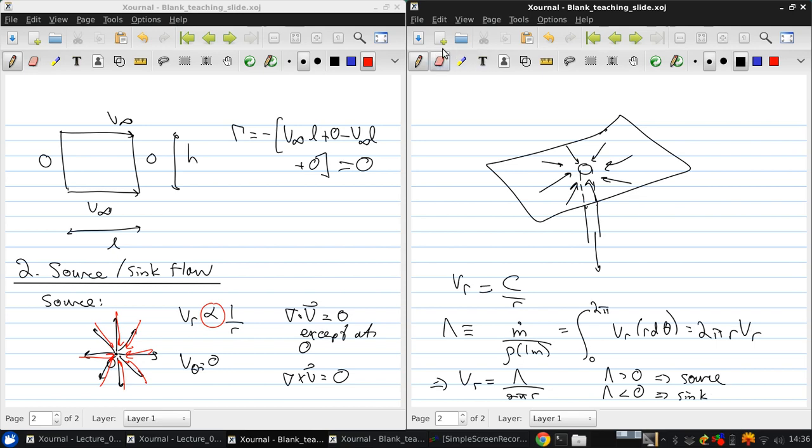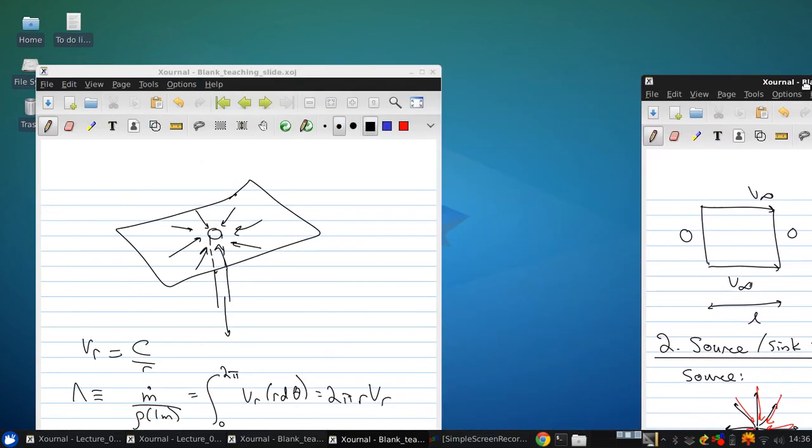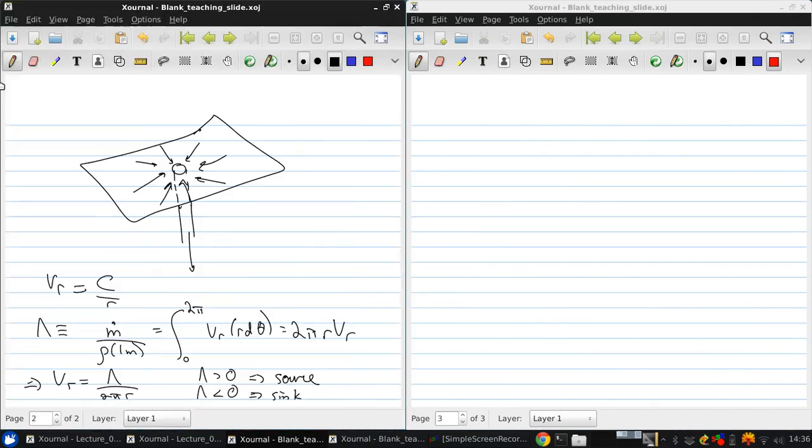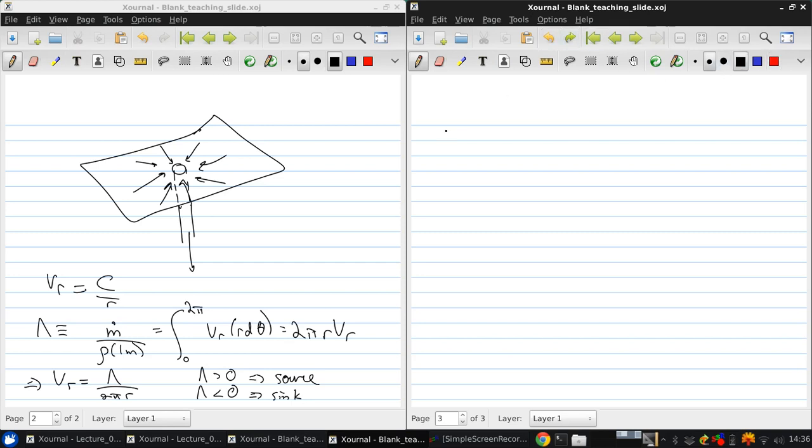Now, for the stream function and the velocity potential, I won't go through the derivation here, but we can get that. The velocity potential is lambda over 2 pi times ln r, and the stream function is lambda over 2 pi times theta. The circulation is zero since the vorticity is zero.